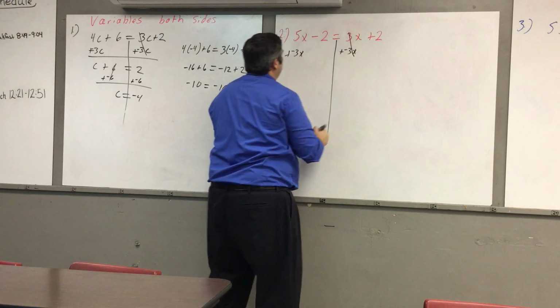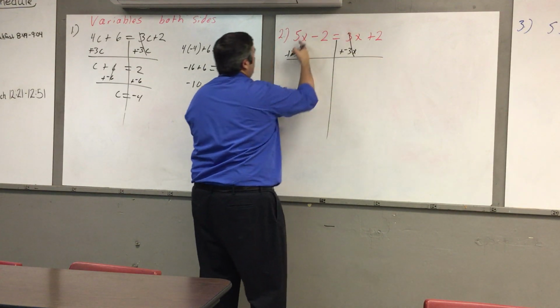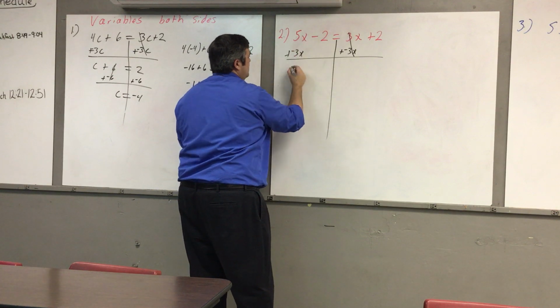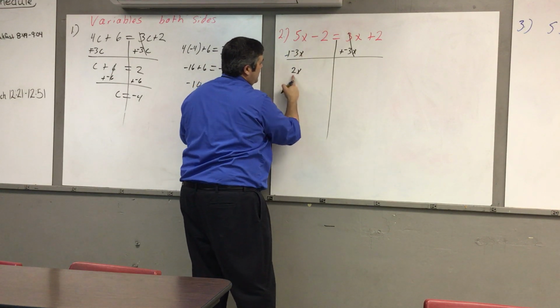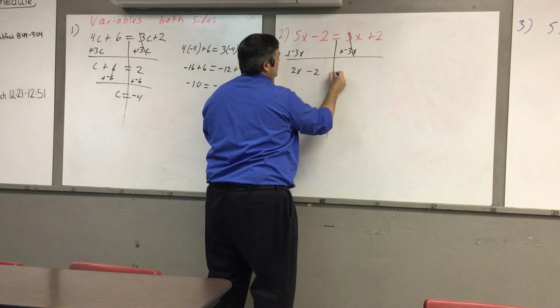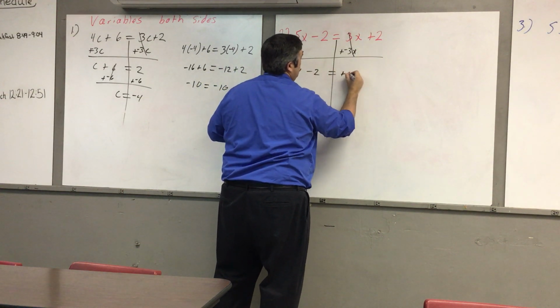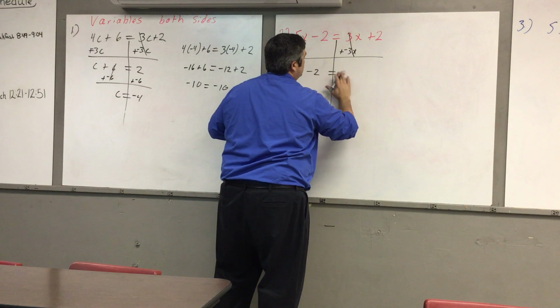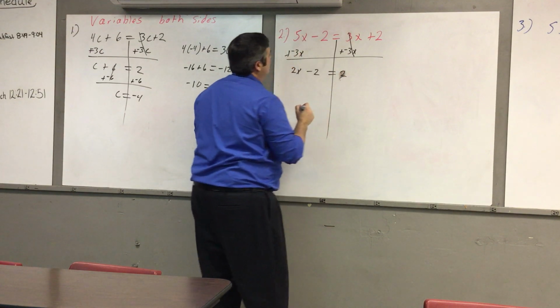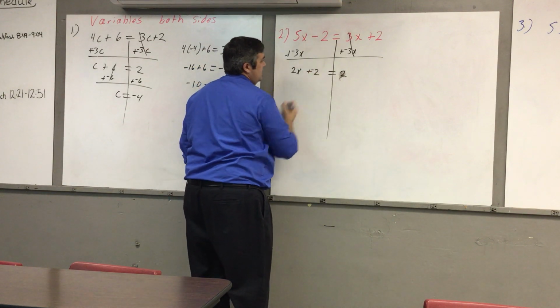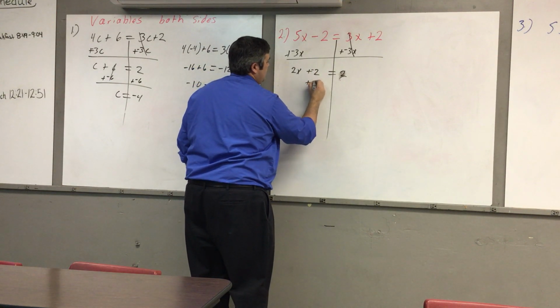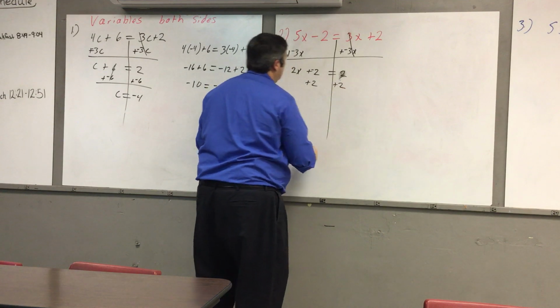These cancel out, okay? And here I have combined like terms: 2x, a positive plus a negative 2x, minus 2 equals a positive 2 here. Okay, so click, click. Plus 2, plus 2.